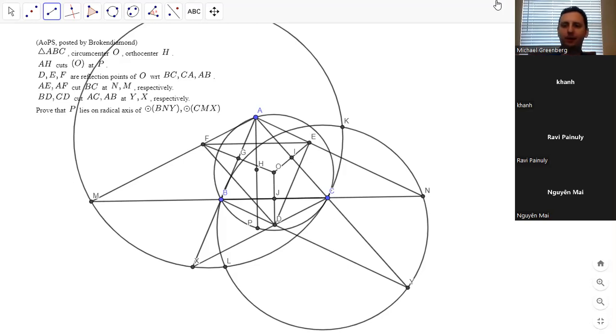You guys want to try an easier problem, or you want to keep working on this? I think we should keep working on this until we solve it. Okay. All right.